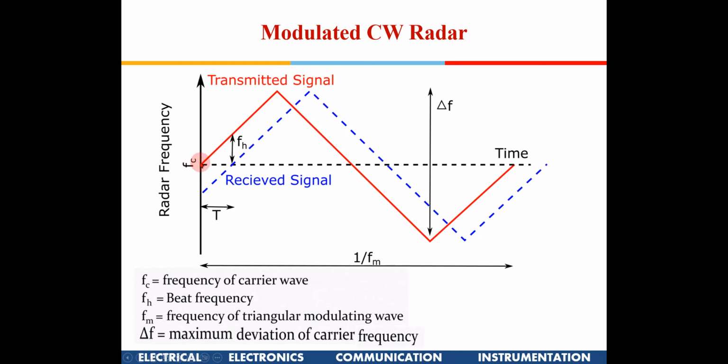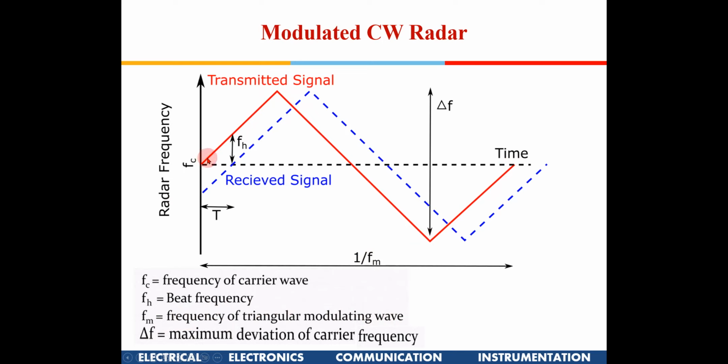So this is the center frequency, and the maximum deviation of the frequency is given by delta f. Okay, maximum deviation of the frequency. And also if you see here, this time period, from here to here, this triangular waveform periodicity is given by 1 by Fm. Okay, so Fm is the frequency of the triangular modulating wave. This frequency at which the main carrier frequency is changing is known as Fm.